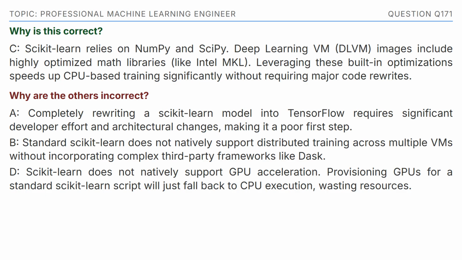Why are the others incorrect? A. Completely rewriting a scikit-learn model into TensorFlow requires significant developer effort and architectural changes, making it a poor first step. B. Standard scikit-learn does not natively support distributed training across multiple VMs without incorporating complex third-party frameworks like Dask. D. Scikit-learn does not natively support GPU acceleration. Provisioning GPUs for a standard scikit-learn script will just fall back to CPU execution, wasting resources.